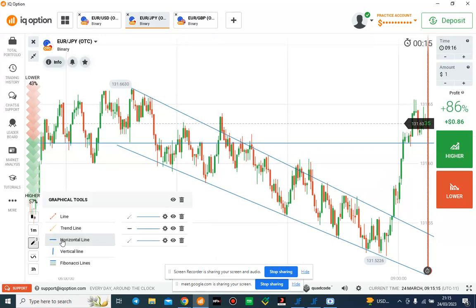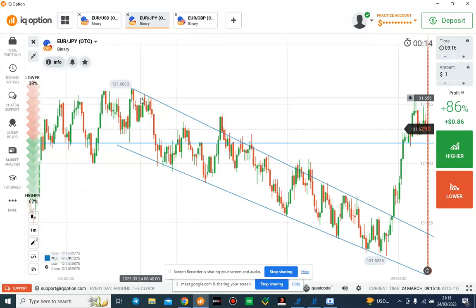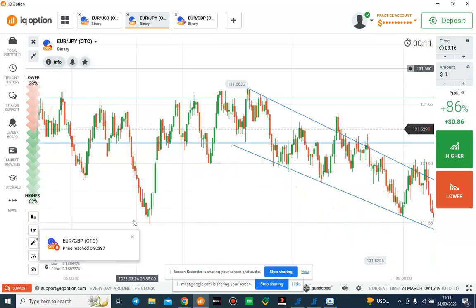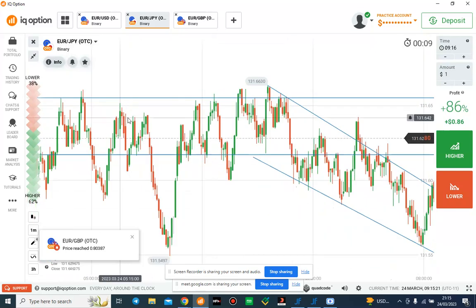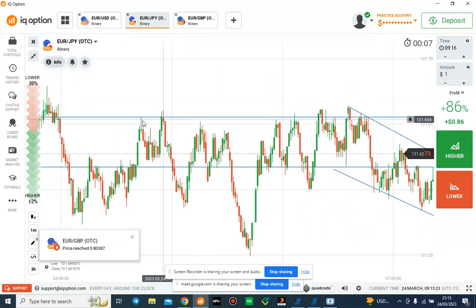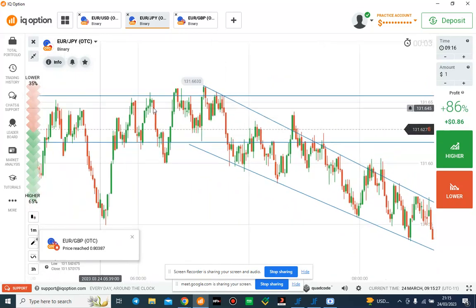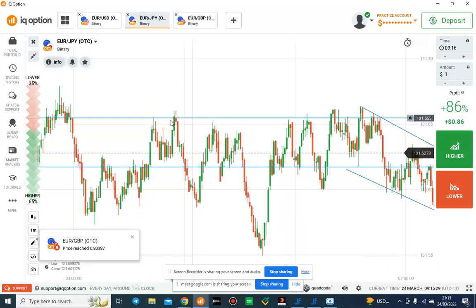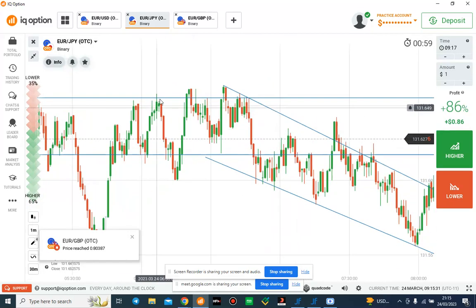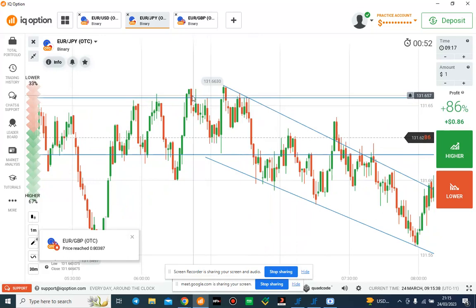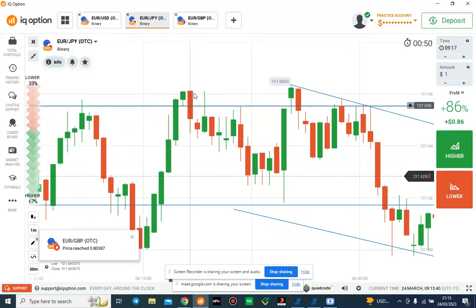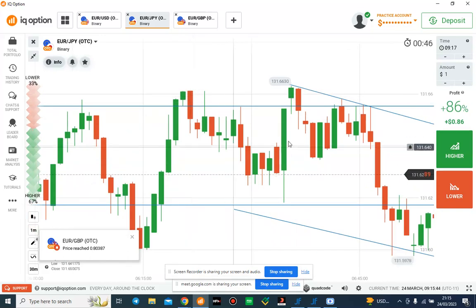Okay, this is another resistance. Let me do the analysis here on this resistance which I just drew. I didn't check on the left side, I just drew it here, but on the left side it seemed to work perfectly. The reason why I drew it here is because I saw rejection, and this rejection, and this rejection, which means that this move here is a false breakout, because after the price broke it turned back to the range.